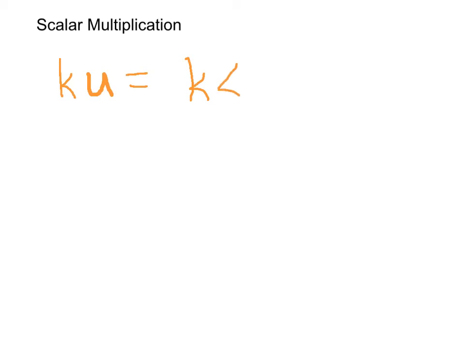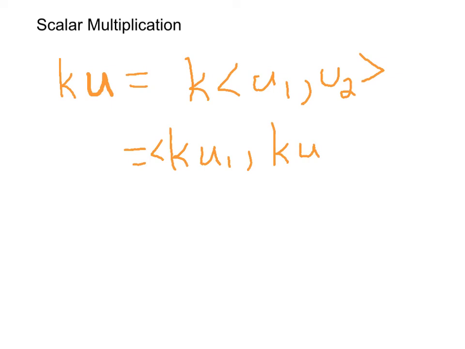I'm going to have k times the vector, and I can take that constant and use a distributive property. So I end up with k times u1 and k times u2, and we call that scalar multiplication. So I've taken some constant and multiplied it by a vector, thereby increasing its magnitude.